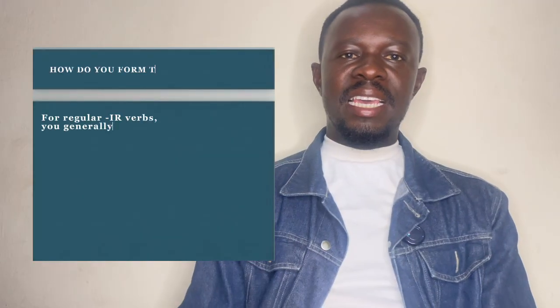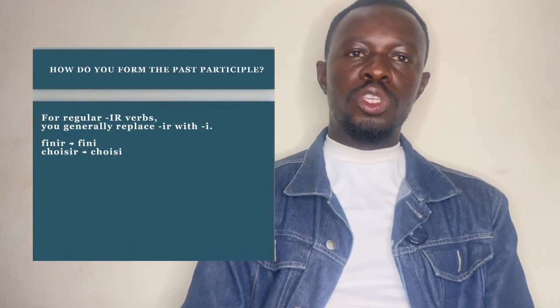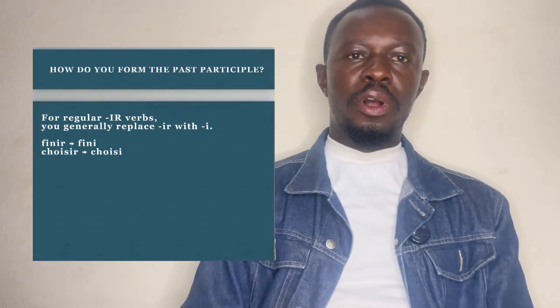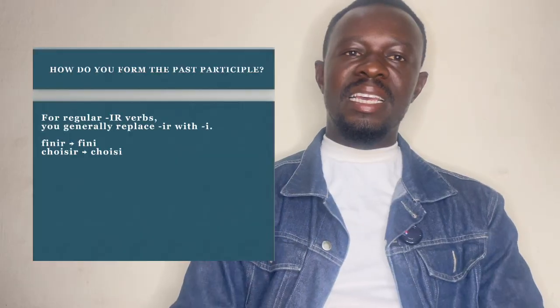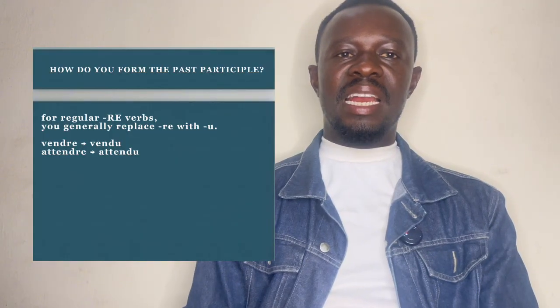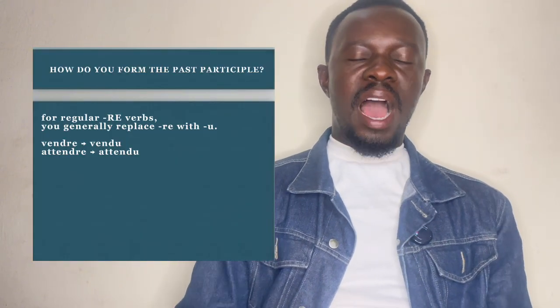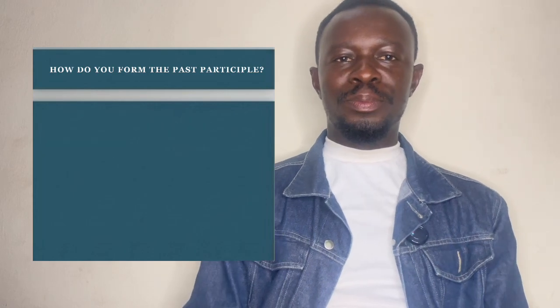For regular -ir verbs, you generally replace -ir with i. So finir becomes fini. Choisir becomes choisi. Same pronunciation also. And for regular -re verbs, you generally replace -re with u. Vendre becomes vendu. Attendre becomes attendu.